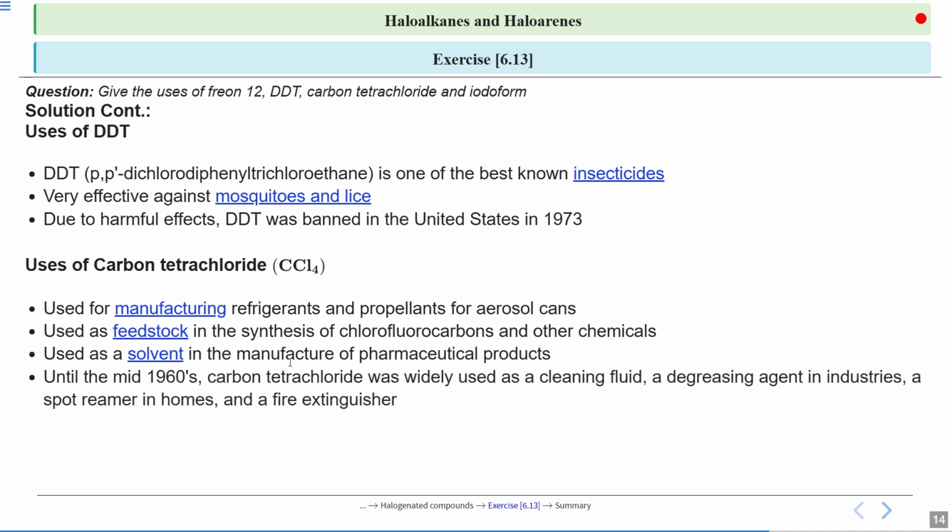Until the mid 1960s, carbon tetrachloride was widely used as a cleaning fluid because of its property as a degreasing agent in industries, and also as a spot remover in homes. It was also used previously as a fire extinguisher, until the mid 1960s, to prevent fires.